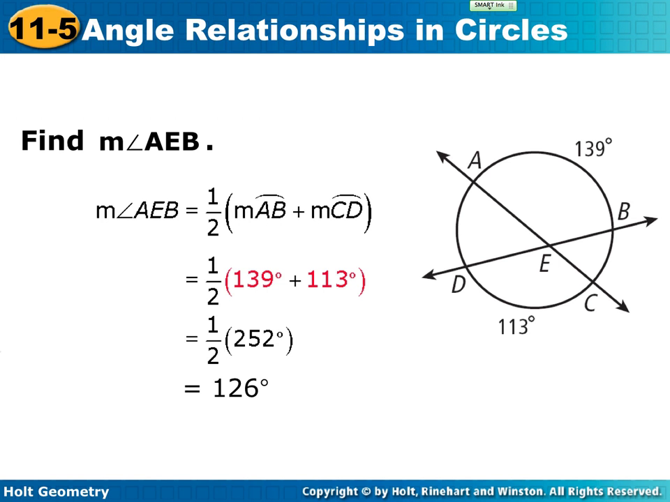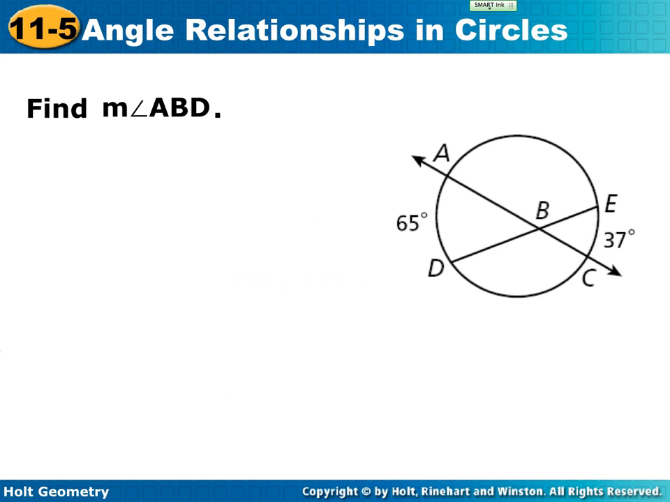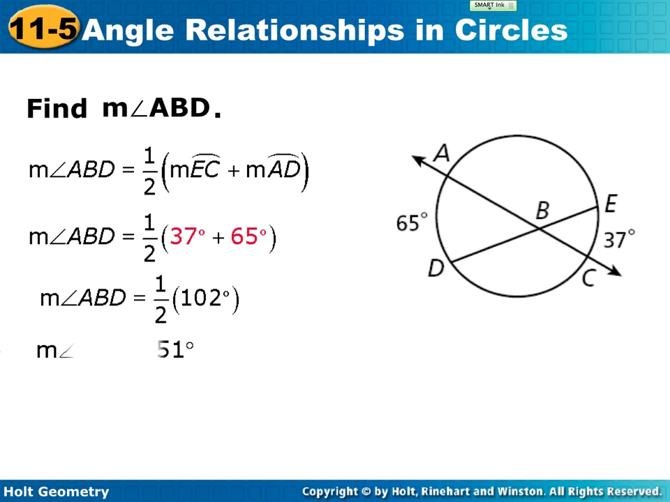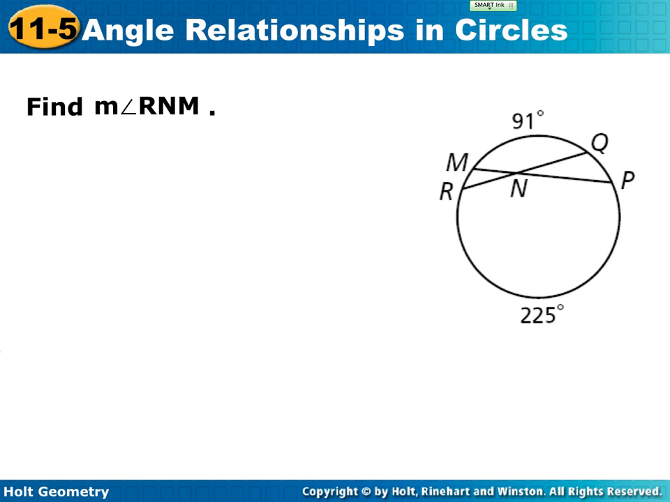Get it pumped up into your brain. All right, the answer to that last one was 126. I think all your rows eventually decided on that. See, that one's about the same. How about this one? Find angle R and N.